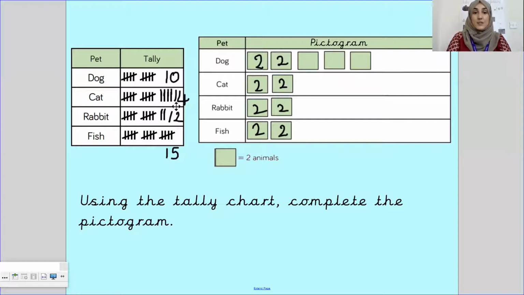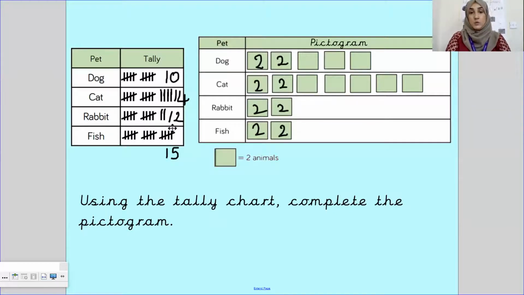Now let's do the cats. There are 14 altogether. So I've got 2, 4, 6, 8. Remember, I'm doing it nice and neat, right underneath each other in the column. 10, 12, 14. Fantastic. Well done.